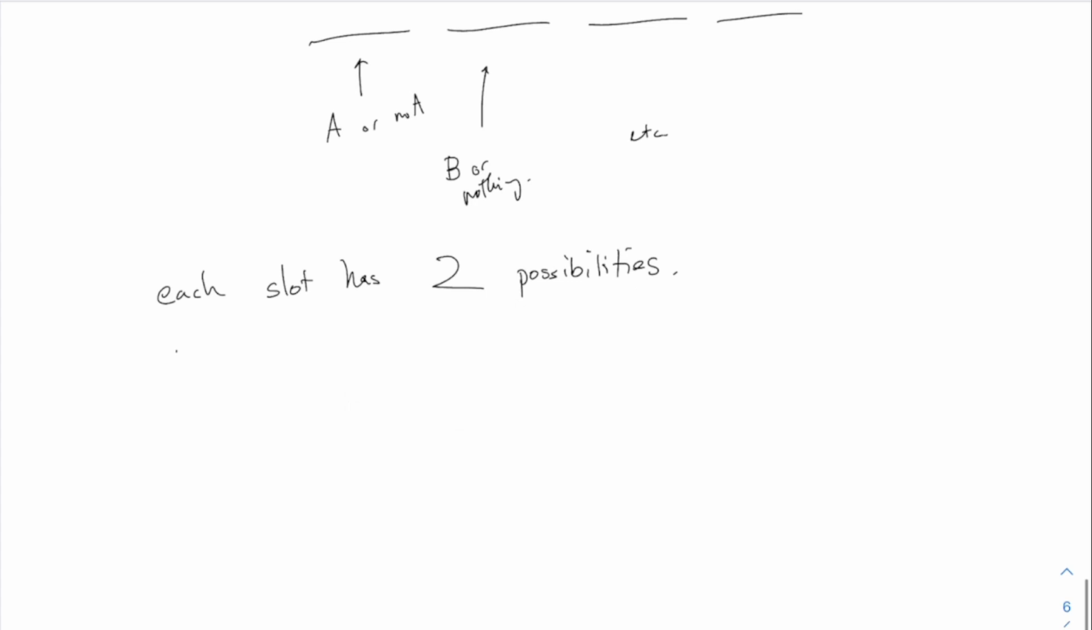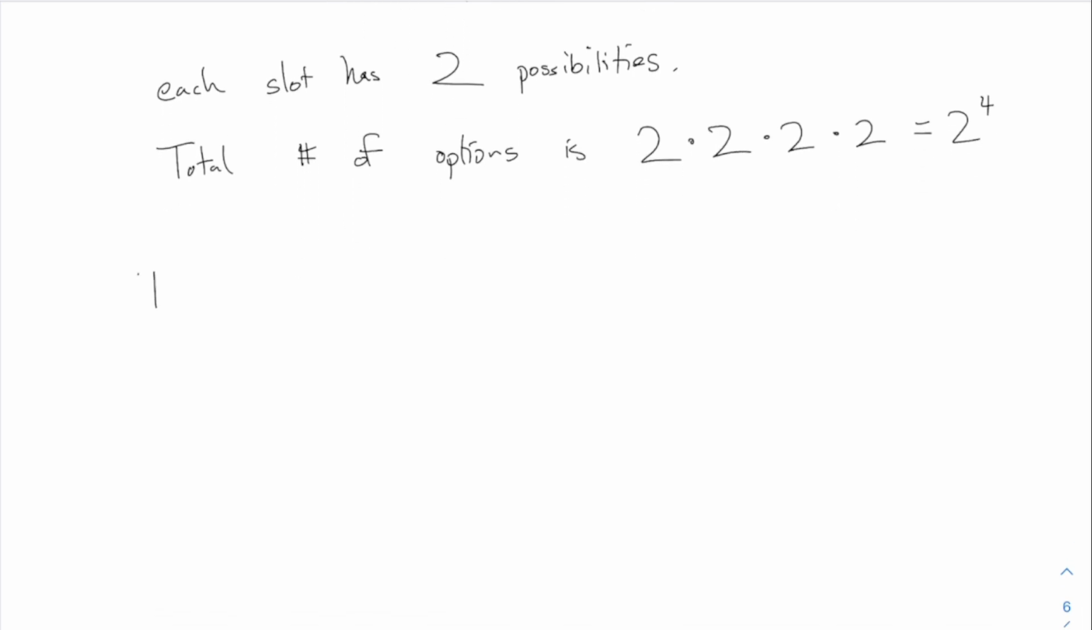And so the total number of options is 2 times 2 times 2 times 2. Of course, this would be more typically written as 2 to the power 4. I hope you remember what that means. The power just means you multiply that number by itself 4 times. So this is the total number of options, and this is easy to see in general. For n voters, if you have many of them, there are 2 to the power n different combinations.